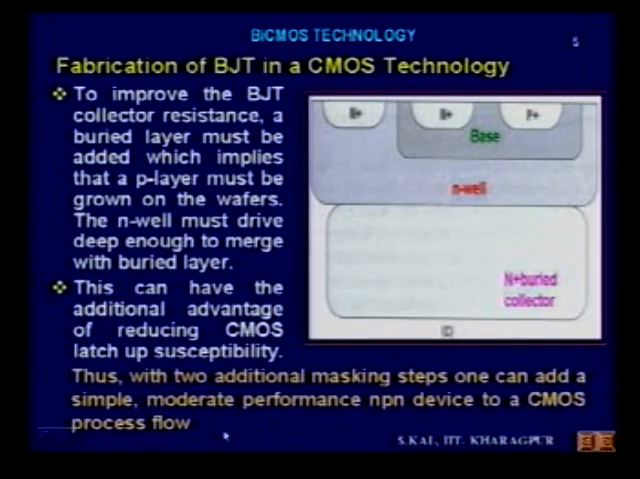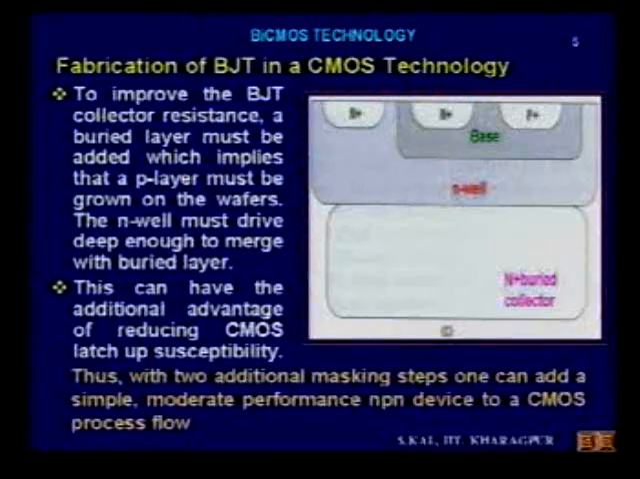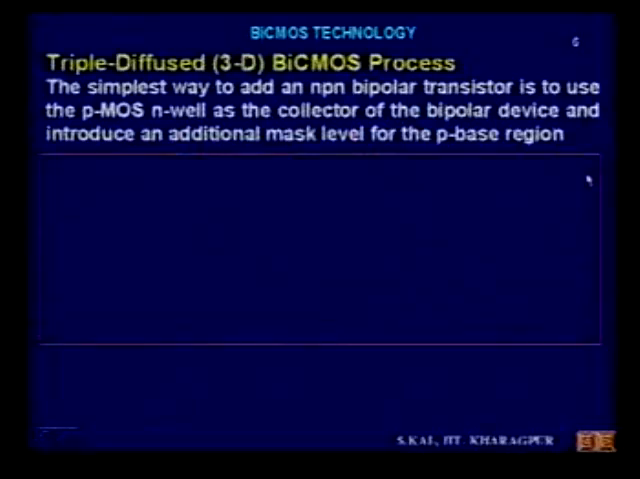So this is the preliminary discussion, or we can say some idea how the BJT can be incorporated in a CMOS process. With the CMOS, we have added two extra masking steps. One is for base, another is for buried layer. Now, I will discuss a full-fledged BiCMOS process, which is known as 3D BiCMOS process, triple diffused. In a triple diffused BiCMOS process, one diffusion will be for buried layer, another diffusion will be for well formation, another for source and drain diffusion. That is known as 3D or triple diffused bipolar process that will be discussed in the next slide.